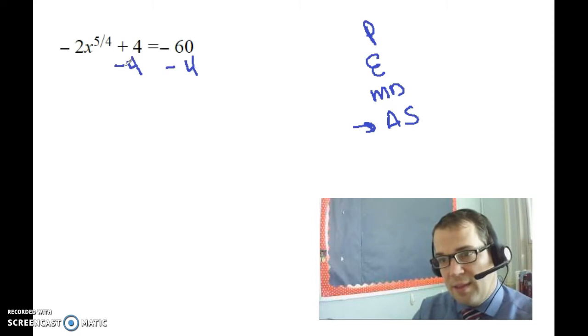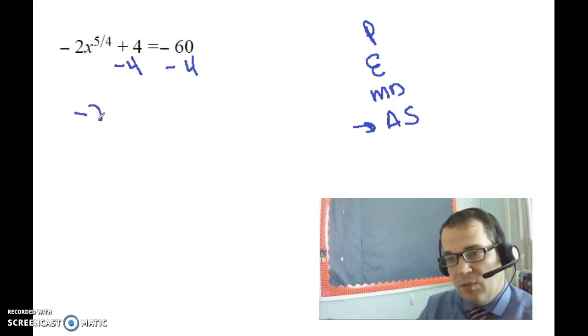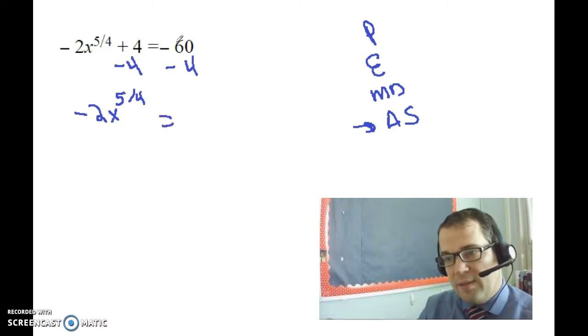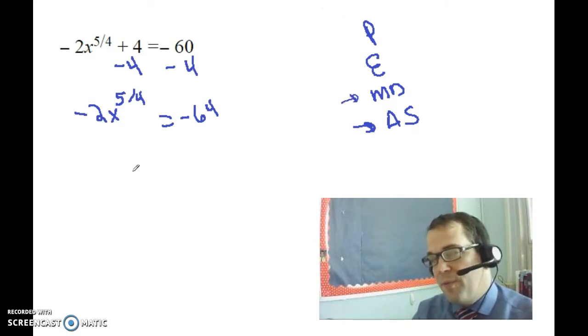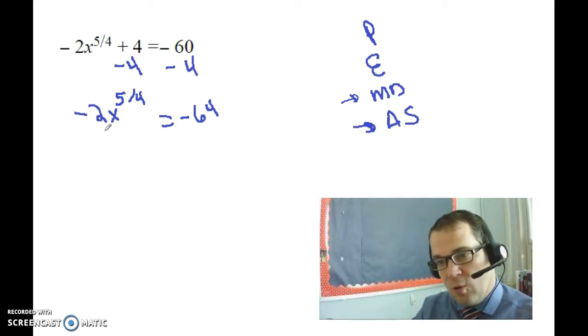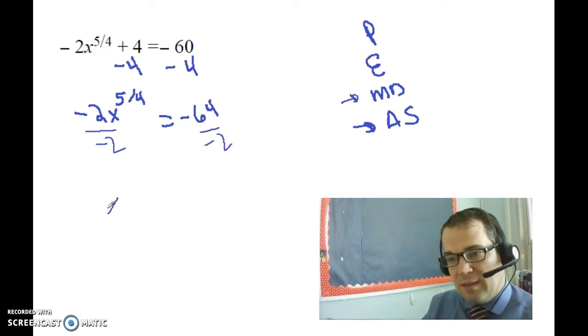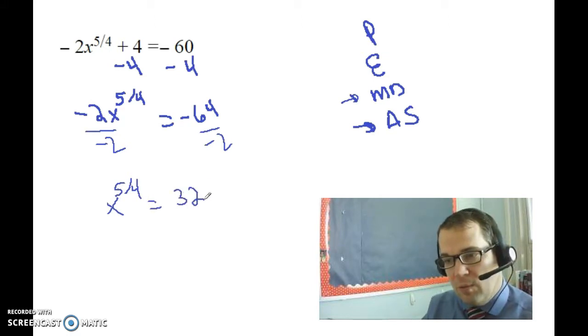So of course on the left side these cancel, leaving negative 2x to the 5/4 power on the left. And then these guys combine to make a negative 64. Then I'm going to move up a little bit. Is there anything on this side of the equation that needs to be either multiplied or divided? It has to happen in this order. So this is what has to go next. I'll divide both sides by negative 2. That gives me x to the 5/4 equal to positive 32.